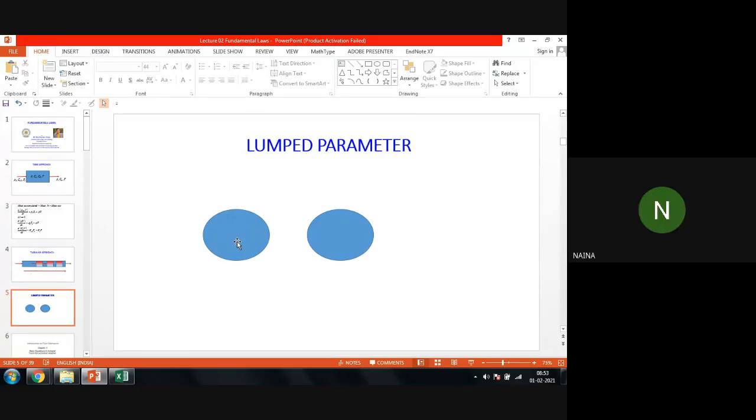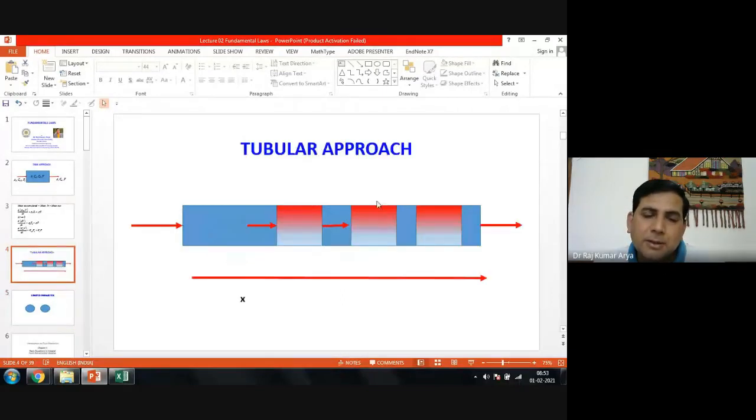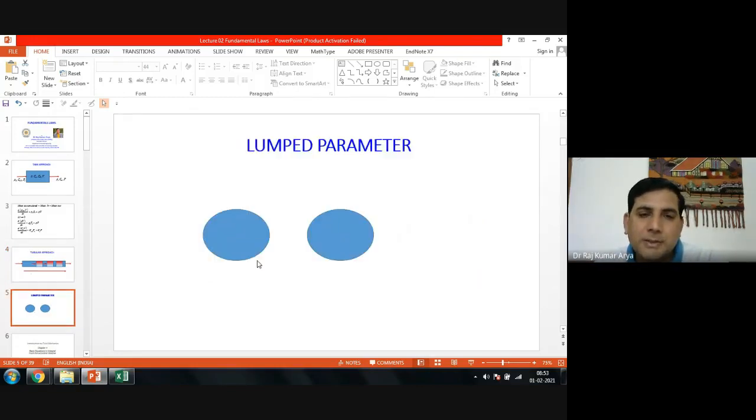Hello? Yes, sir. Another one is the distributed parameter approach. Distributed again goes to your tubular approach, where things vary with the space coordinate. So you have space and time. You should not confuse what is lumped, what is tank, what is tubular, and what is a distributed system. Distributed means you are talking about the variation with respect to time and your space coordinate. Lumped means you are not considering any variation, you are just considering a homogeneous system, right?